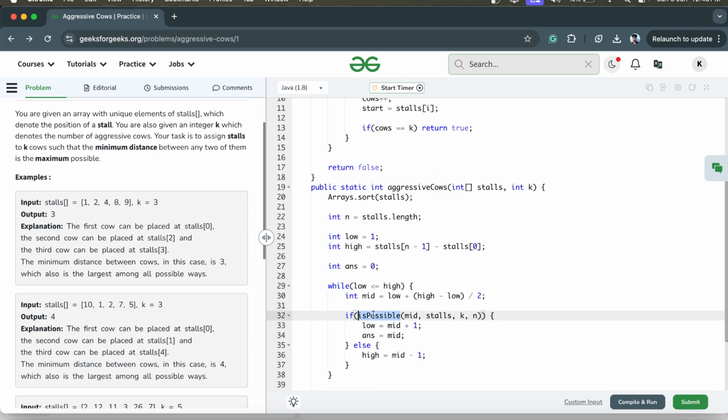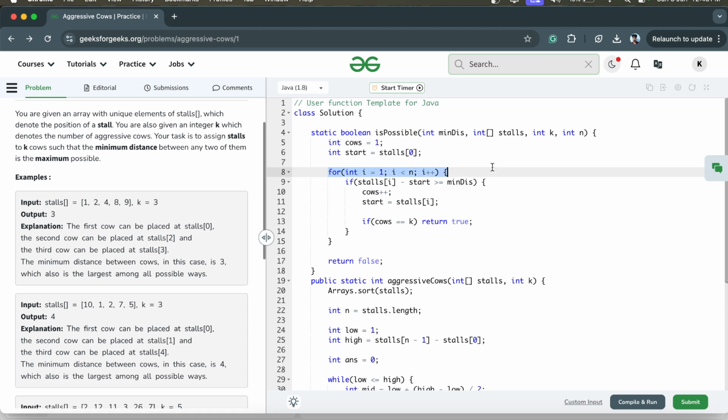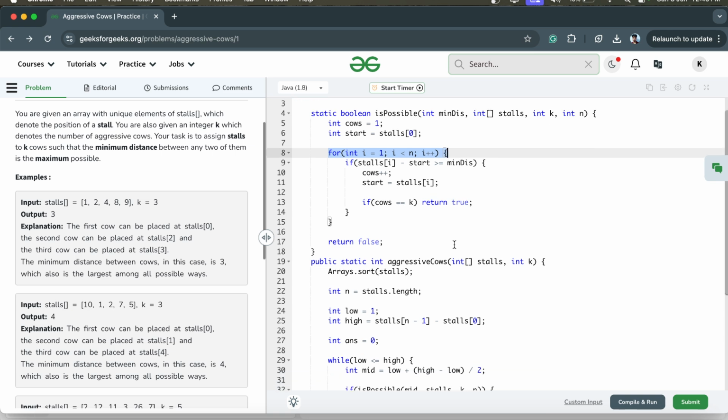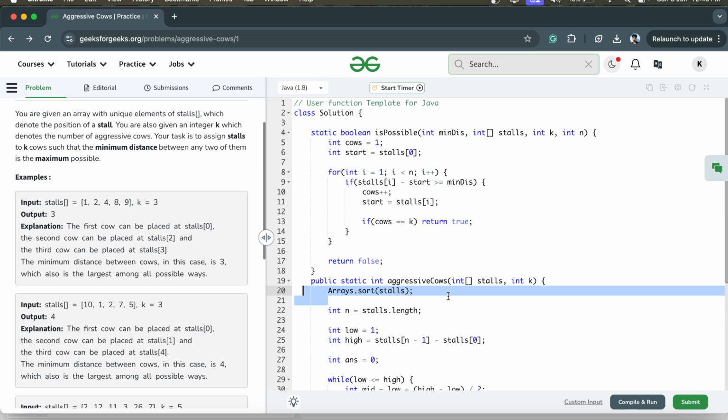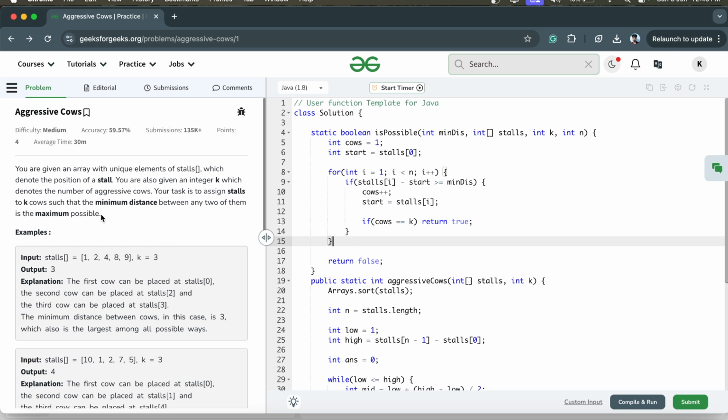And again in isPossible, here we are running this for loop each time for n times, so it is like n into log m. Okay, so n into log m plus n log n, that is the time complexity that we will be having for this one. Okay, I hope you guys get the idea about this binary search problem that we just tried to solve.